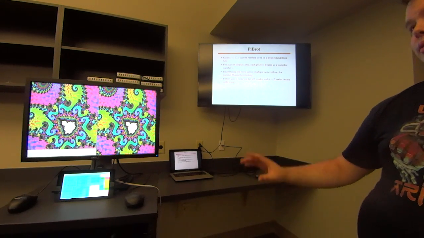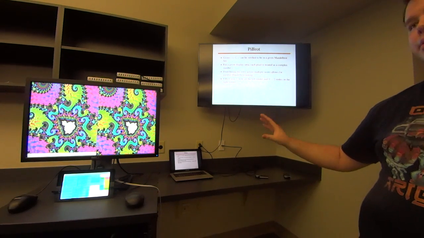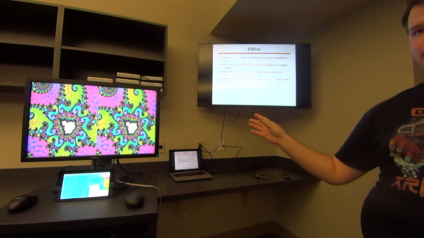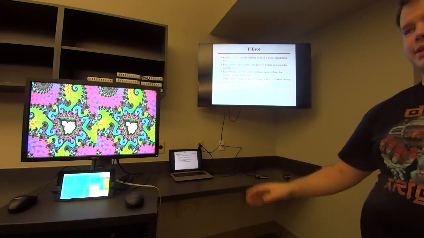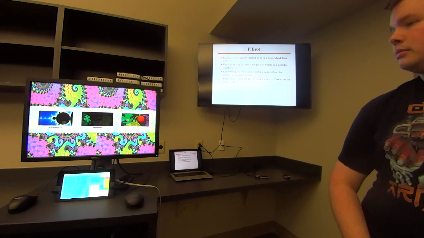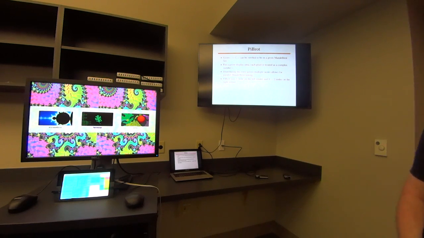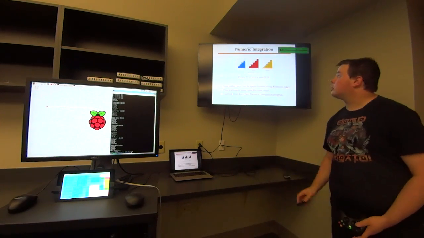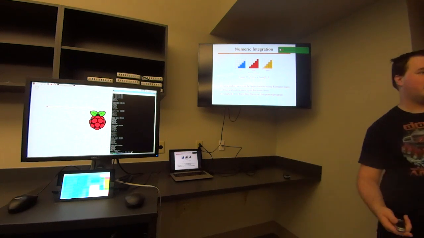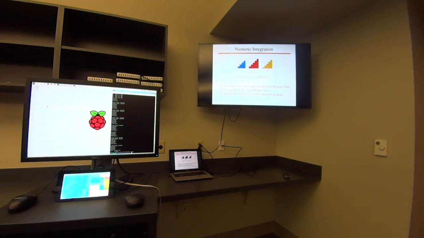Okay. The image on the right will complete in approximately twice as fast. Okay, and that is PyBrot. Cool. Thank you. I'll turn it over to Kelly for numeric integration.